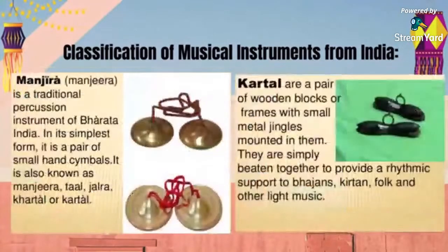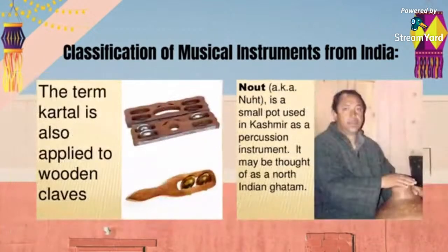Manjira is a traditional percussion instrument of Bharata, India. In its simplest form, it is a pair of small hand cymbals. It is also known as manjira, tal, jalra, kartal, or kartal. Kartal are a pair of wooden blocks or frames with small metal jingles mounted in them. They are simply beaten together to provide a rhythmic support to bhajans, kirtan, folk and other light music. The term kartal is also applied to wooden claves. Naut, aka nut, is a small pot used in Kashmir as a percussion instrument.